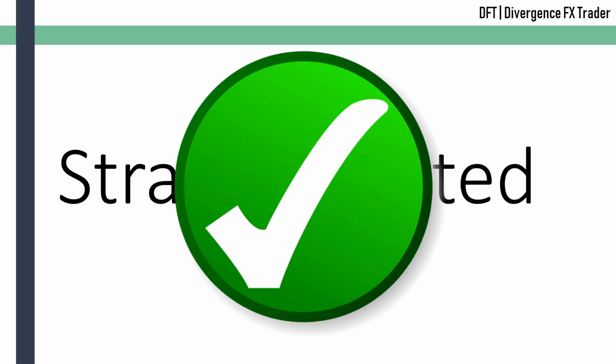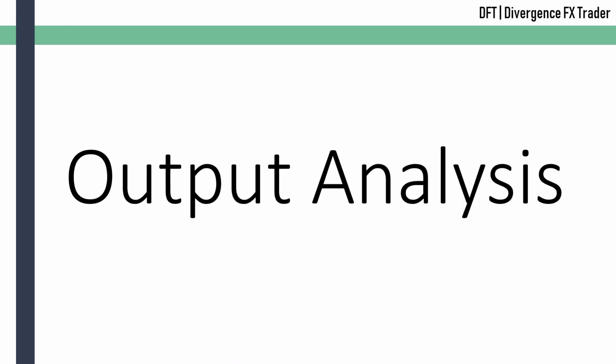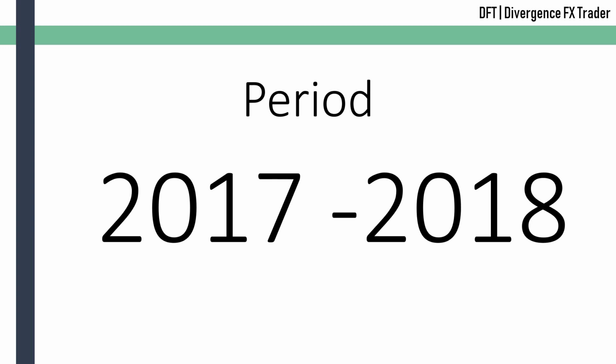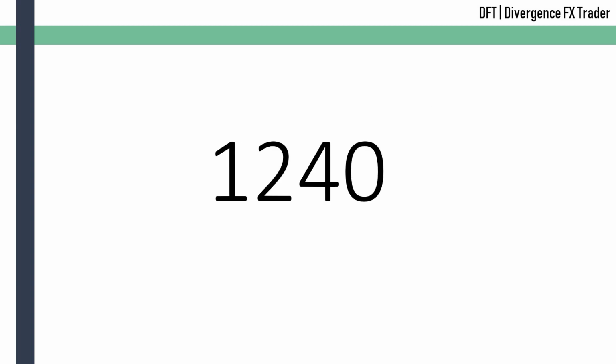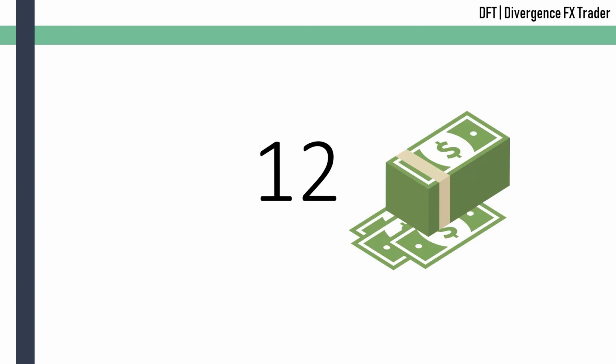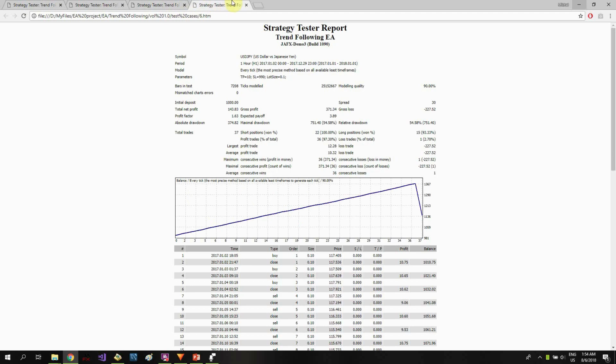Strategy tested. Let's move back again to the strategy cycle. The next step is to analyze the output we got from our tests. We performed the test during the whole year between 2017 and 2018. The strategy was tested on the USDJPY asset. We had 1240 test cases, out of which 12 were profitable. When we look at the profitable cases, we can see many types of equity curves out there.